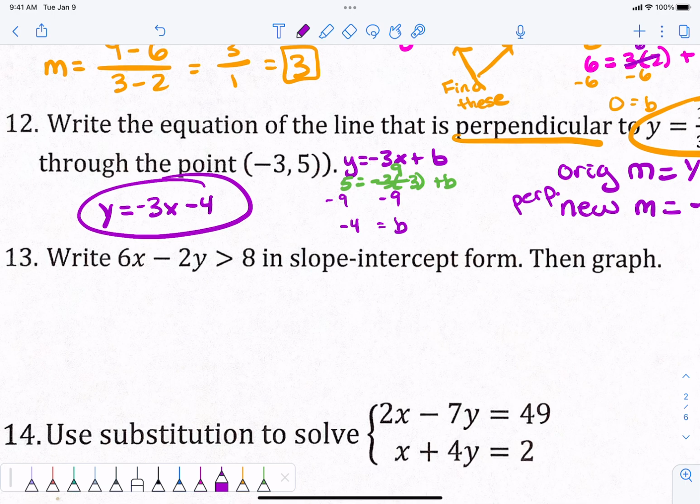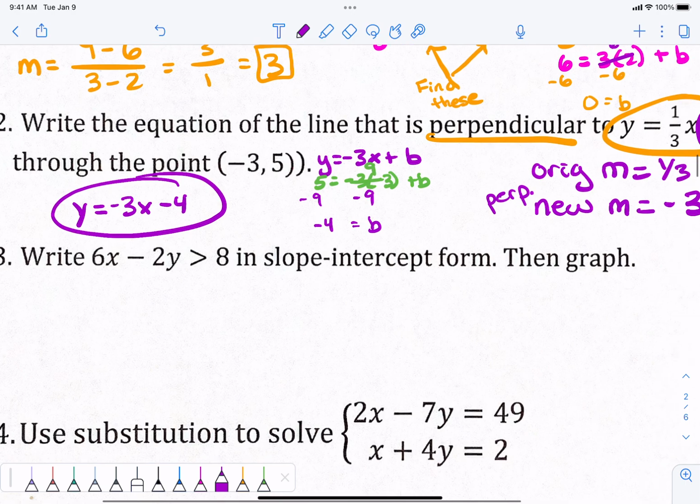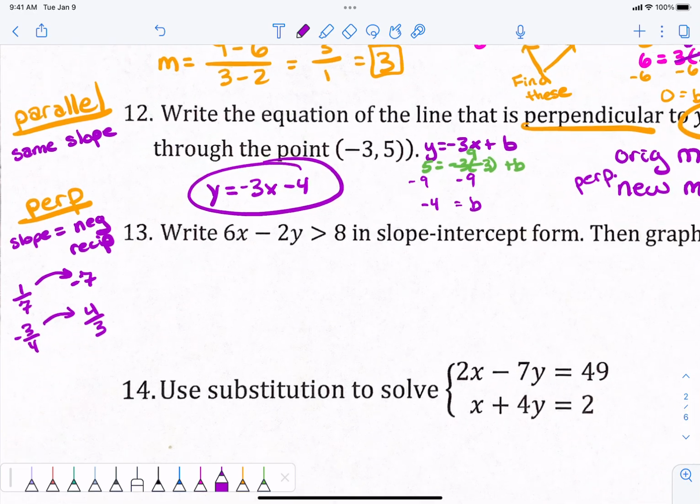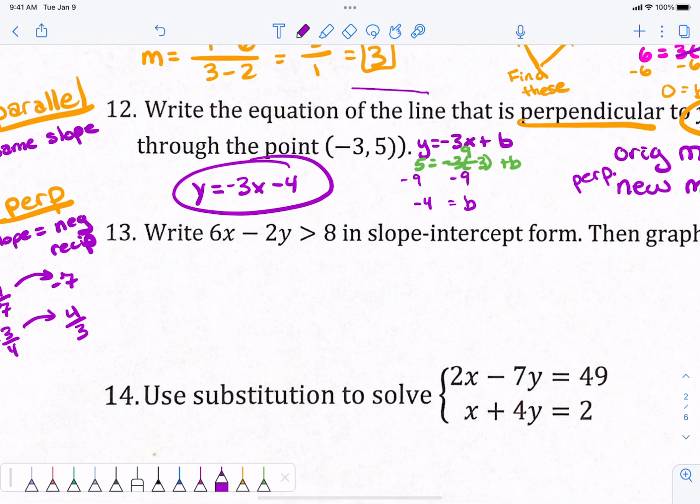How do you get the -4 in the line equation? We found our slope, which was -3, so we went -3x plus b. Then we found b was -4, so we put it all together at the end. B equals -4, and so we write y equals -3x minus 4, because they want the entire equation of the line.